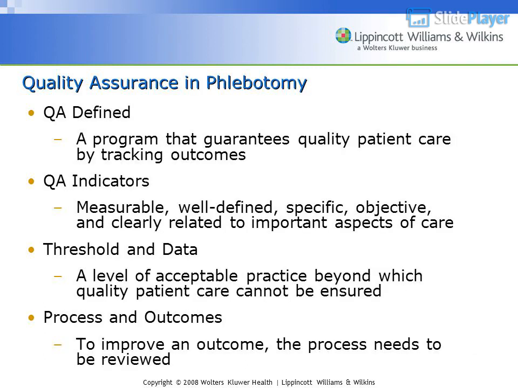Quality assurance in phlebotomy. QA defined: a program that guarantees quality patient care by tracking outcomes. QA indicators: measurable, well-defined, specific, objective, and clearly related to important aspects of care. Threshold and data: a level of acceptable practice beyond which quality patient care cannot be ensured. Process and outcomes: to improve an outcome, the process needs to be reviewed.